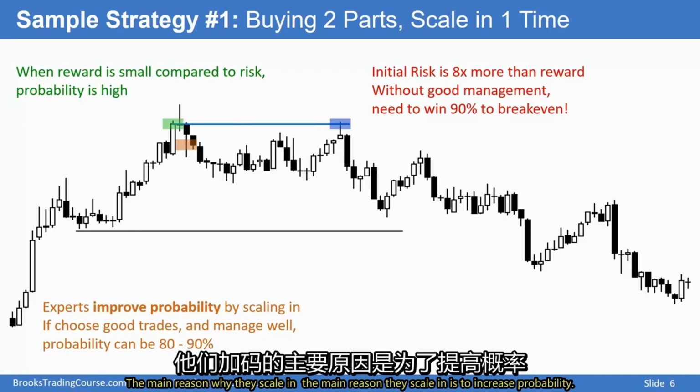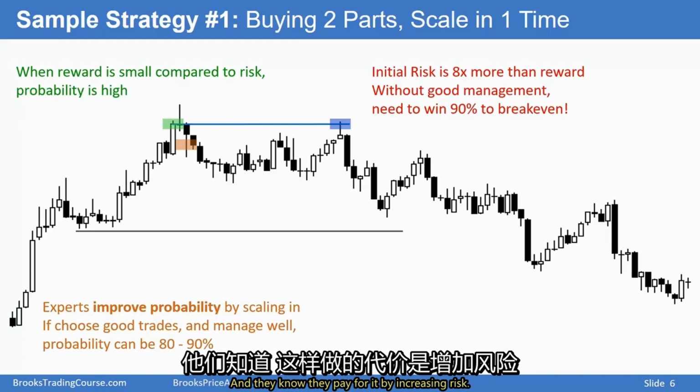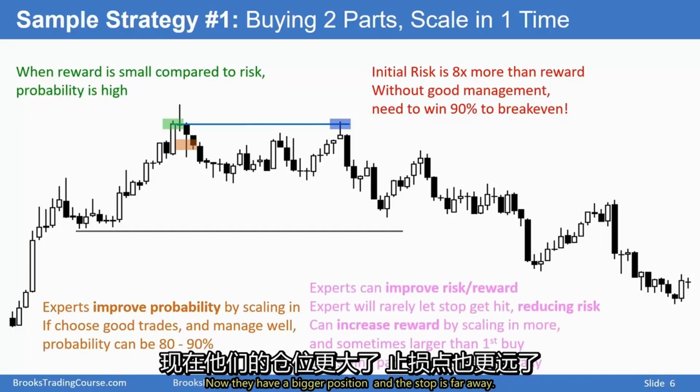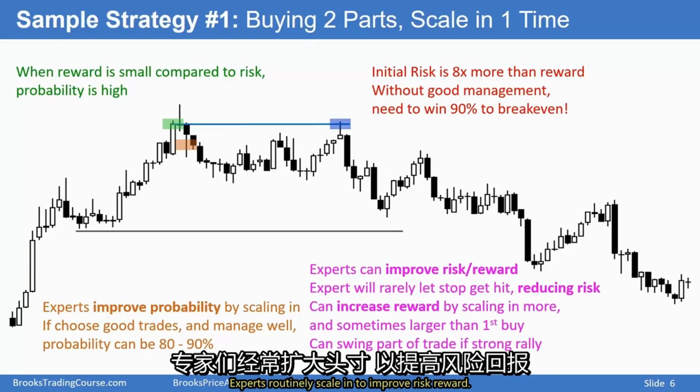The main reason why they scale in is to increase probability. And they know they pay for it by increasing risk. Now they have a bigger position and the stop is far away. Experts routinely scale in to improve risk reward.